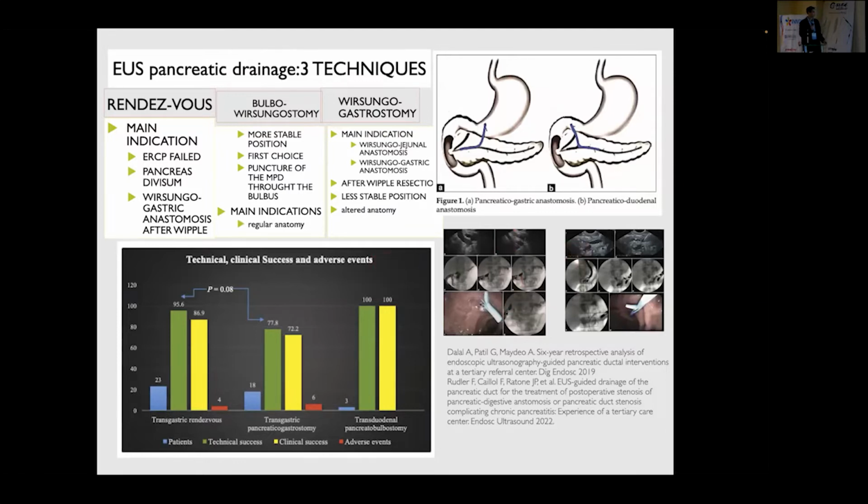Virsungogastrostomy, as you see in this large publication, has less technical and clinical success than bulbogastrostomy, because in bulbogastrostomy your scope is in the duodenum, and the scope is blocked by the duodenum, and once you have punctured the pancreatic duct, it's easier to work.